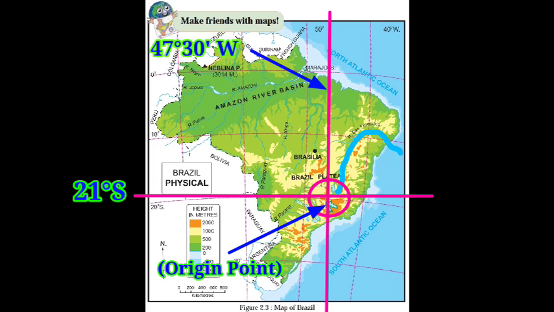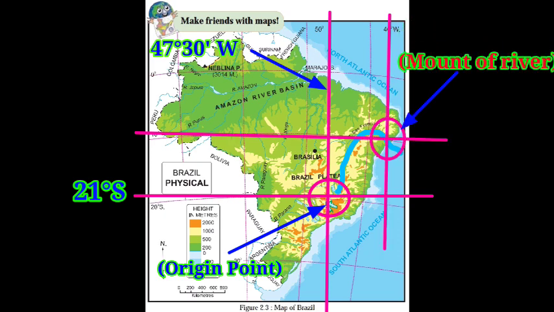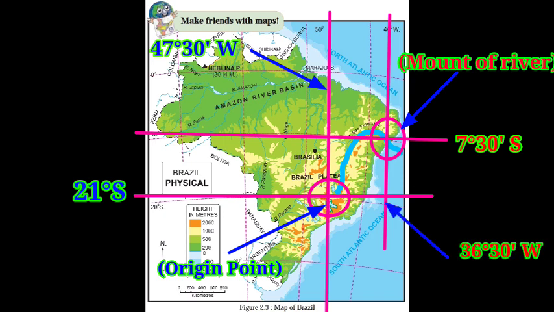Next, the second terminal point of river São Francisco, which is the mouth of river São Francisco, is located at 7 degree 30 minute south parallel and 36 degree 30 minute west meridian. So this is the exact extent of river São Francisco.